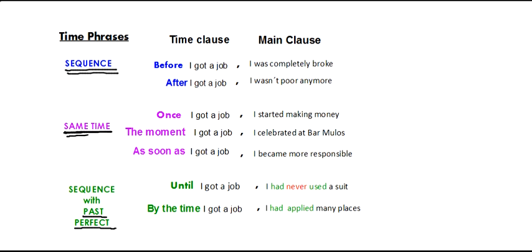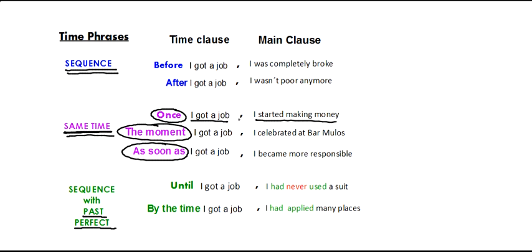Now let's look at the same time. If two things happen at the same time, okay, we can use things like once, we have the moment, and we have as soon as, right? Now these all indicate that the action happened, and then immediately after that, or at the same time, the second action happened. So it reads like this. Once I got a job, and we use the comma. Once I got a job, I started making money. Right?